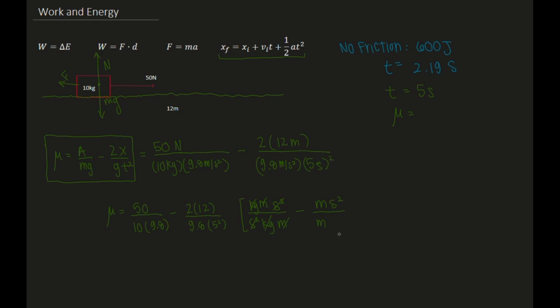I end up with a unitless number, and the actual value of which, when I plug into my calculator, becomes 0.41, which is then again the frictional coefficient for this specific object, which is actually in a standard range of what you would see for something like carpet.